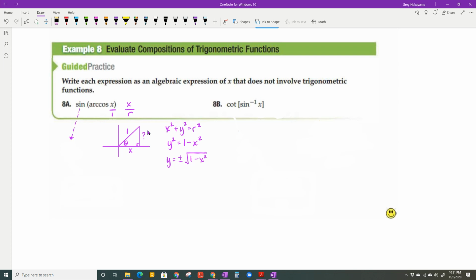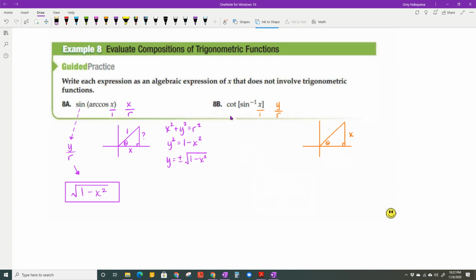Sine is y over r, and my y is the square root of 1 minus x squared, and my r is 1. So that's my answer. It's that over 1. All right, last problem. Again, I do not have any numbers in this problem, so I'm going to look at this inside part, inverse sine of x. And I know that sine deals with y over r. x is like x over 1. So I'm going to draw my triangle. And my y, which is the side opposite theta, is x.